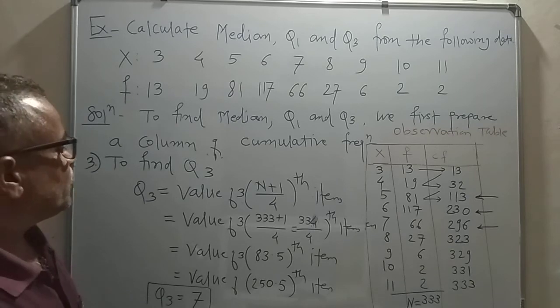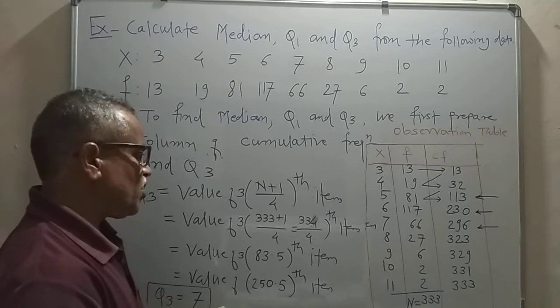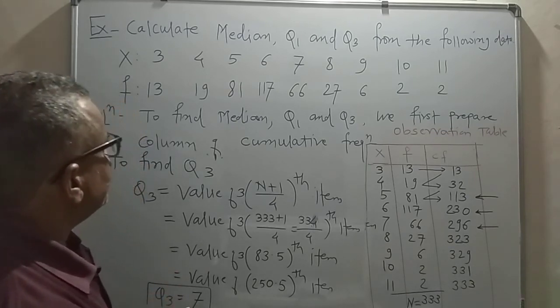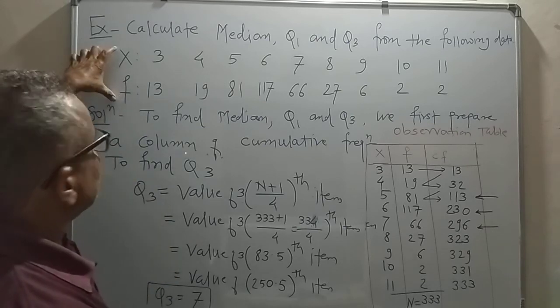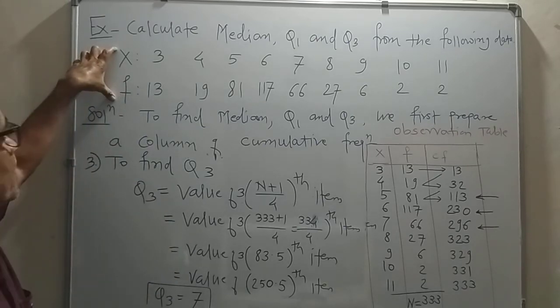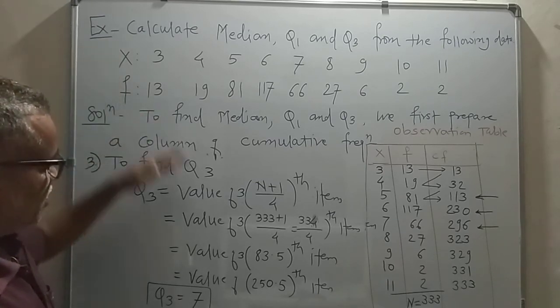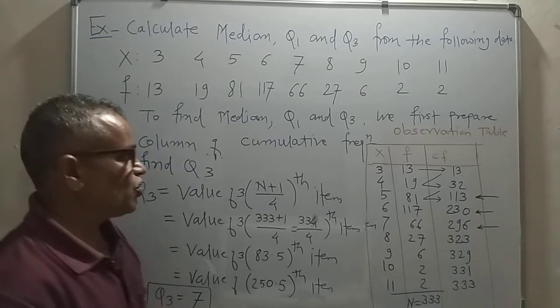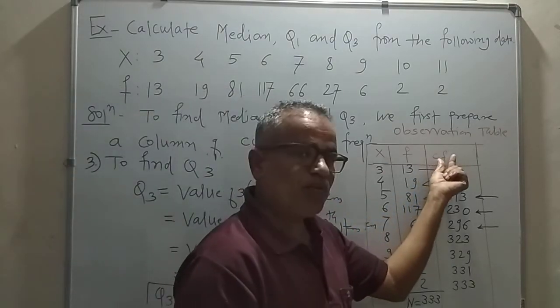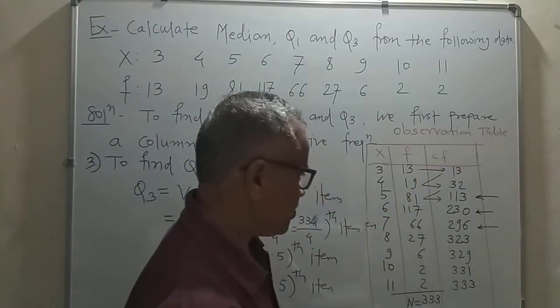By this way we compute the quartiles and median for a discrete frequency distribution. If the data is in this form of x and f, then the calculation is like this. First prepare a column of cumulative frequency and find all these terms.